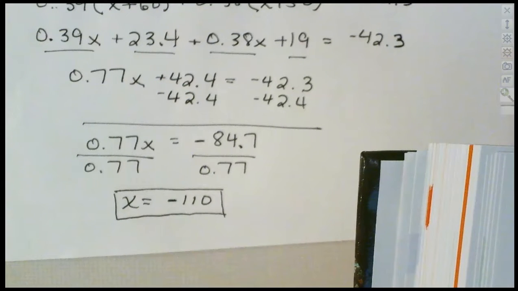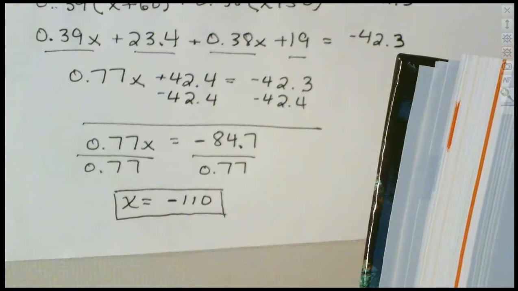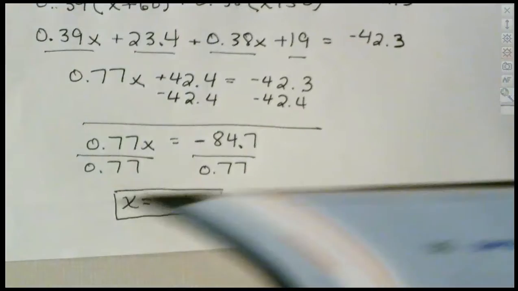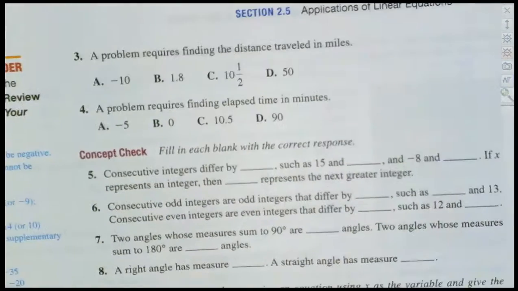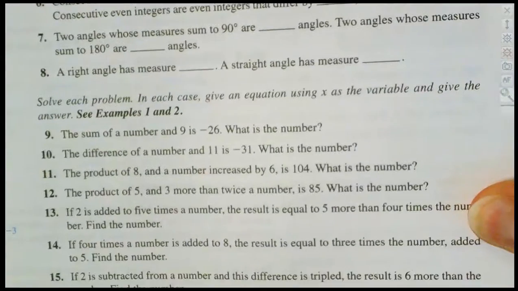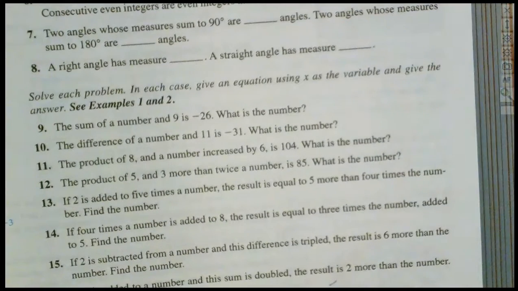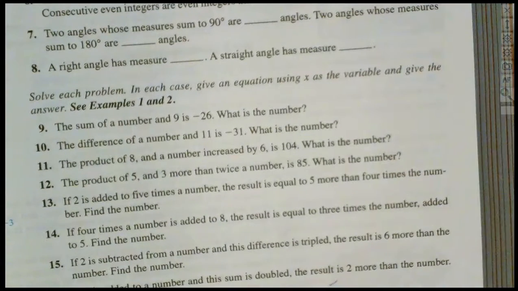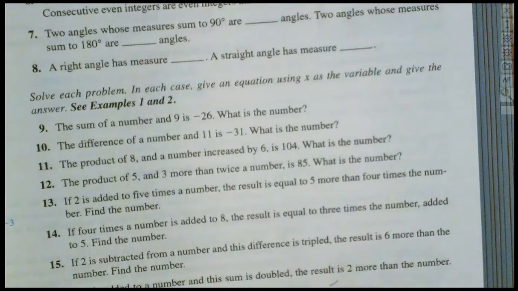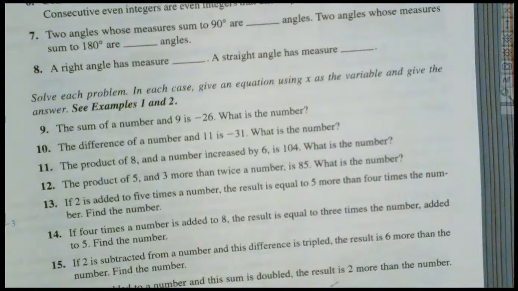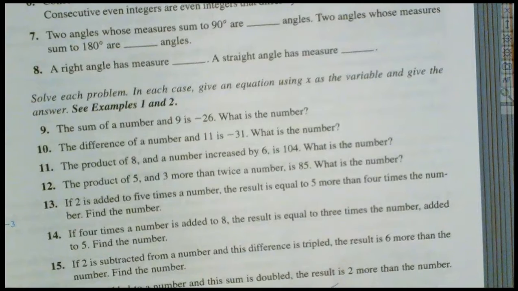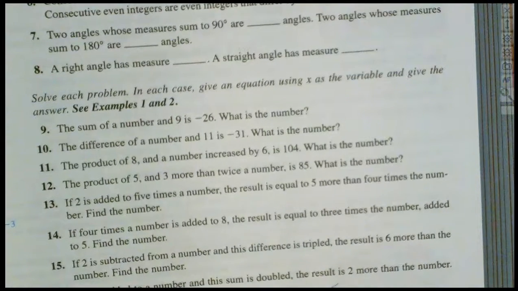So we're going to be looking at 2.5, and we'll pick some questions from our textbook to look at. And I'm going to be on page 141. So we'll probably do 2 or 3 of these, and then we'll take a short break. So we're going to start with question number 9.